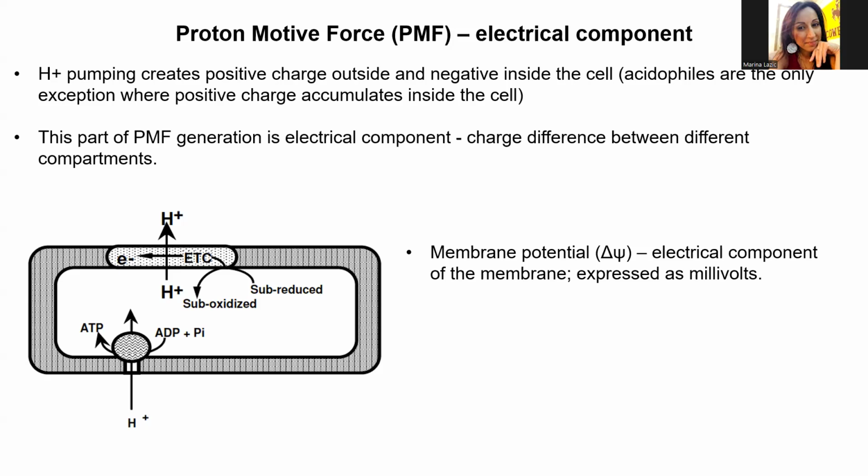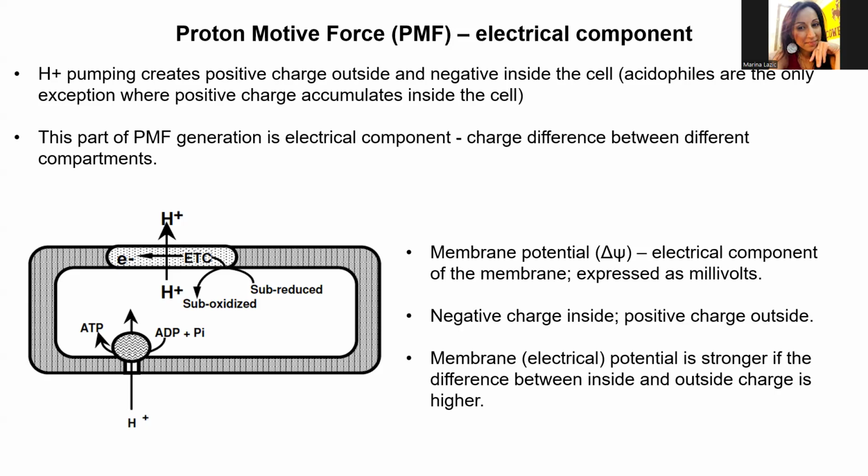This difference in charges, positive out and negative in, is called membrane potential, and we express that in millivolts. Again, negative inside, positive outside, except in the case of acidophiles, where the situation is slightly different. The membrane potential is stronger if the difference between charges inside and outside is stronger. That difference will determine the membrane potential to produce certain energy.